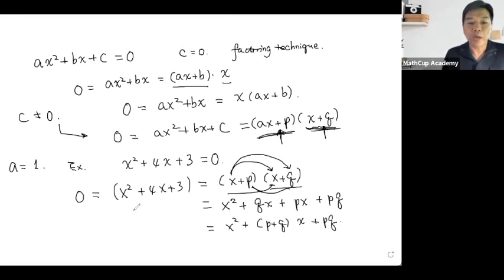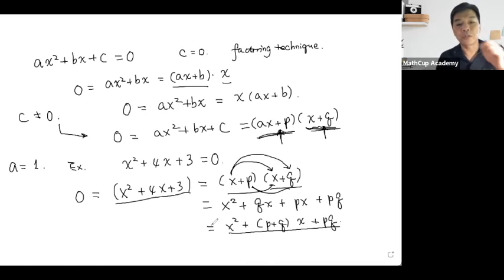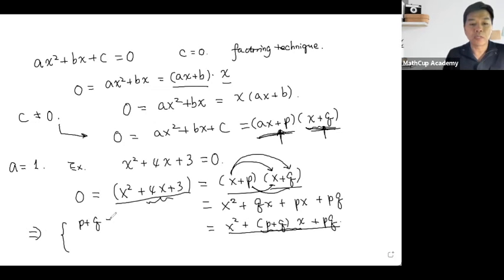Now, if we compare this expression with the original, if the two expressions are the same, then every term has to be the same. The x squared terms are already the same. But 4x equals (p plus q) times x, which means p plus q is going to equal 4. And for the constant term, this side is 3 and that side is pq, so pq is going to equal 3.